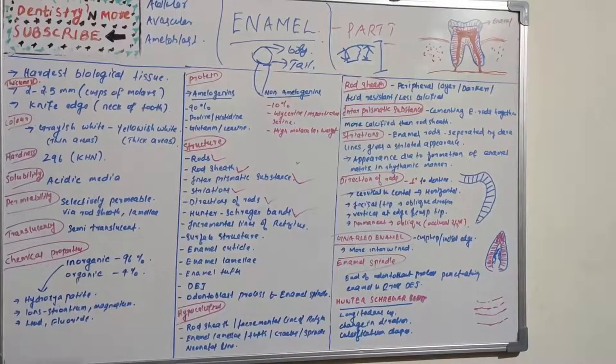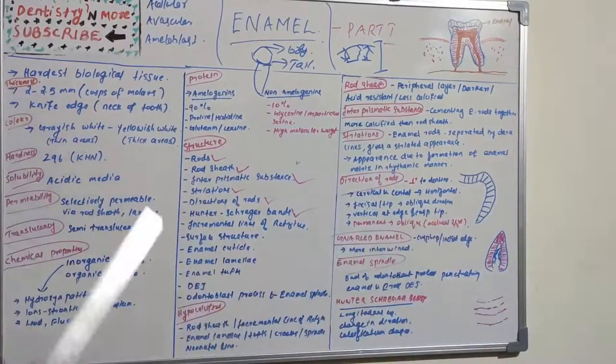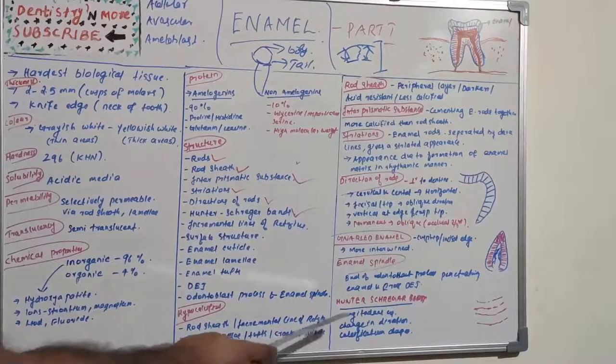Hunter-Schreger bands are a regular change in direction of rods, responsible for the appearance of alternating dark and light strips of varying width. It is not possible to show it here, but there will be a black and white appearance. When we take sections of teeth, we can see the dark and light lines. These changes are due to the change in direction of enamel rods. This alternating dark and light strips of varying width is known as Hunter-Schreger bands.